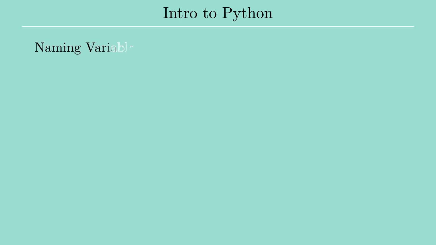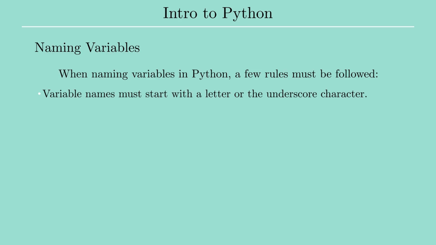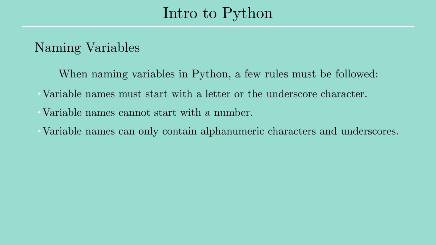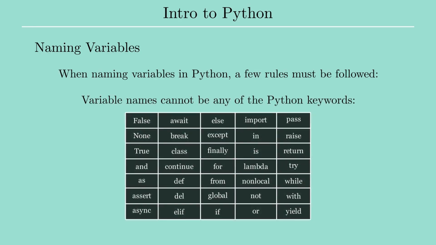Naming variables. When naming variables in Python, a few rules must be followed. Variable names must start with a letter or the underscore character. Variable names cannot start with a number. Variable names can only contain alphanumeric characters and underscores. Variable names are case sensitive. Variable names cannot be any of the Python keywords. This is because they have other meanings in Python, and if used as a variable name, they could cause errors.